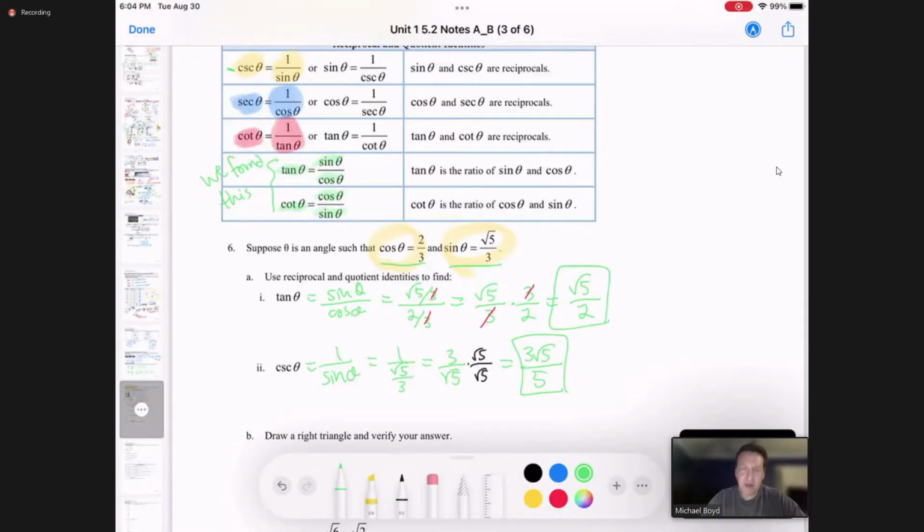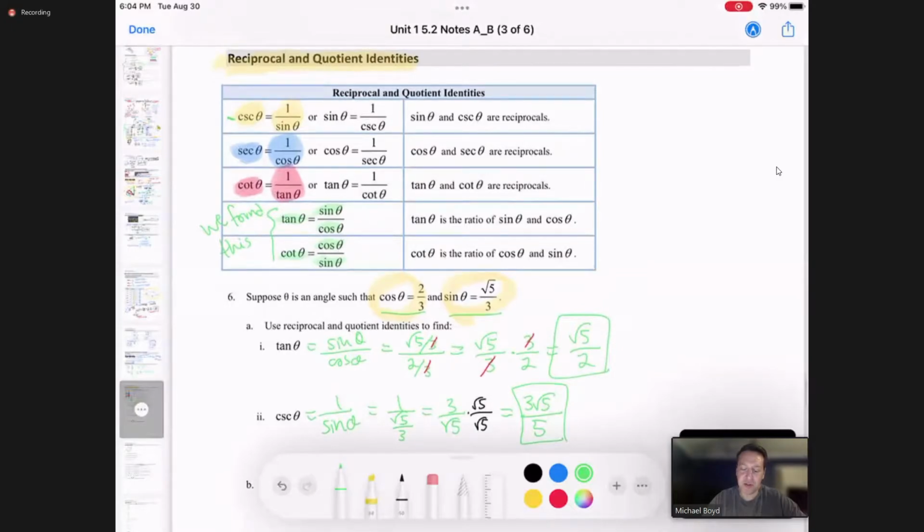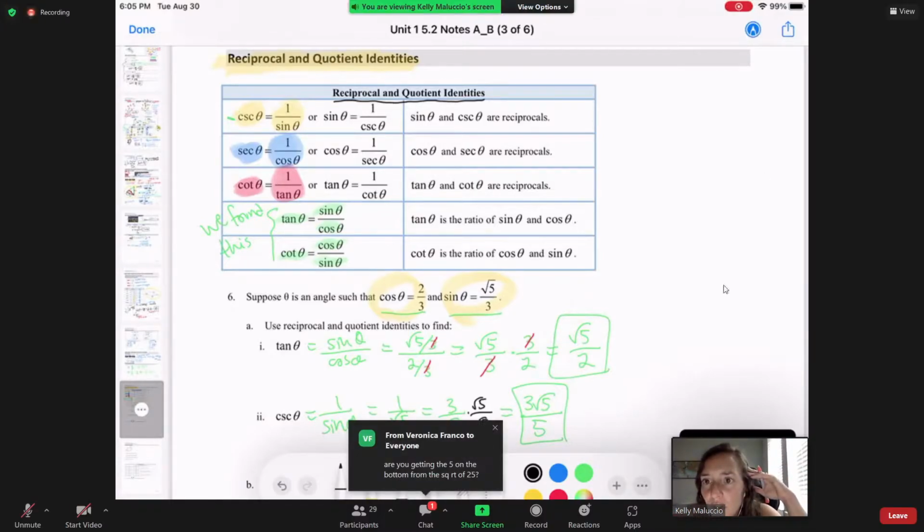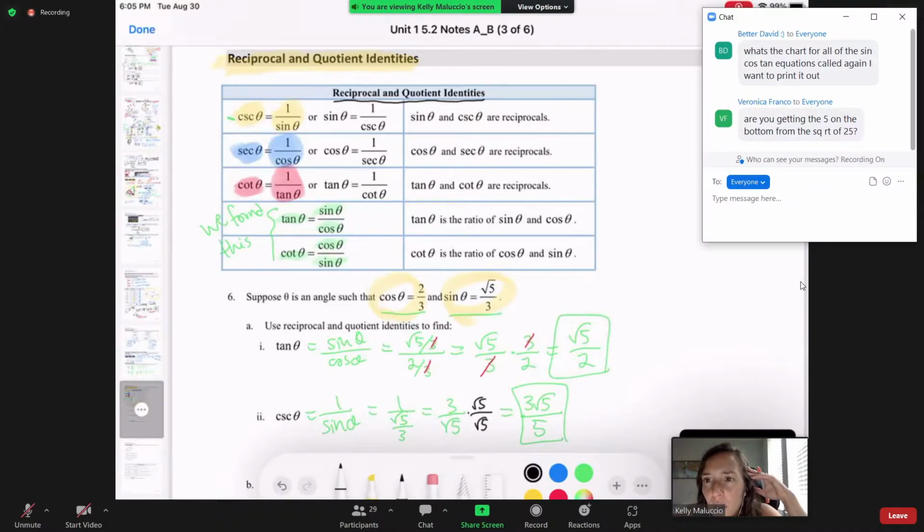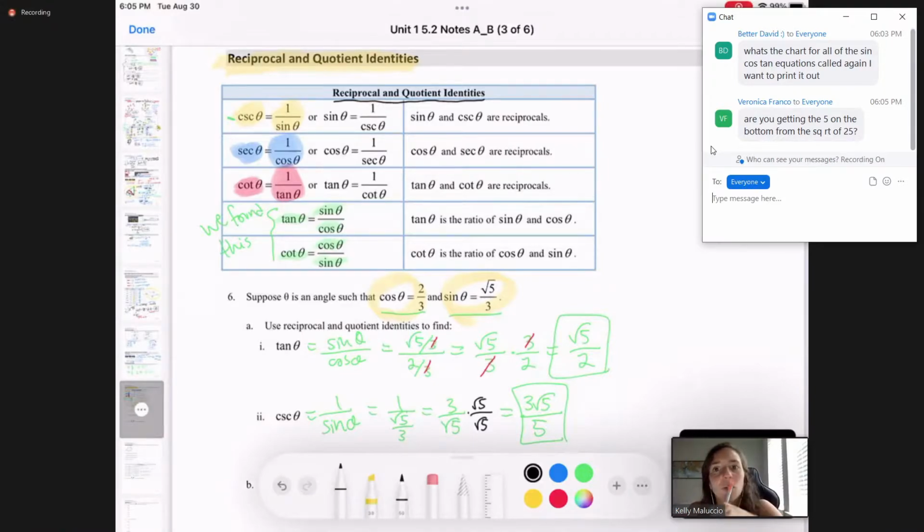Question? Oh yeah, go ahead. In that table, the title says reciprocal and quotient identities, and you can see the first 3 rows have reciprocals on the right side. Are the tangents the quotient? Is that what that means? Yeah, the tangent and the cotangent are the quotient of sine and cosine, or vice versa. Yes. And sorry, David asked, what's the chart for all the sine, cosine, tangent? Do you want to print the reciprocal and quotient chart, or SOHCAHTOA? I'm not sure what you're asking about there. Maybe Michael asked the same question.